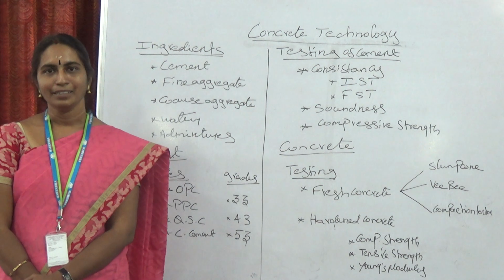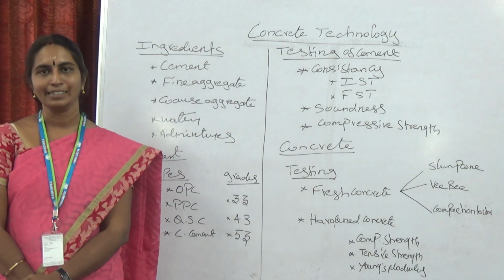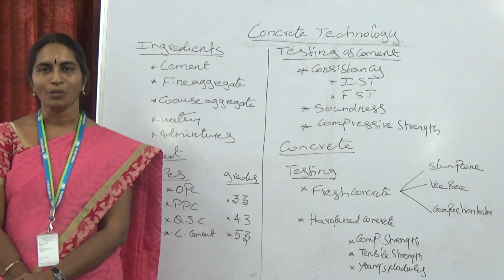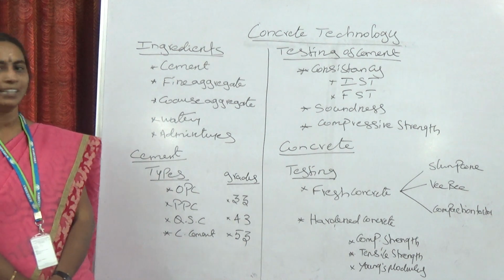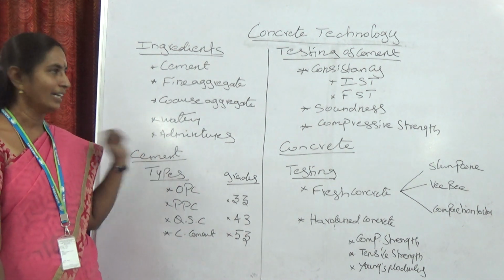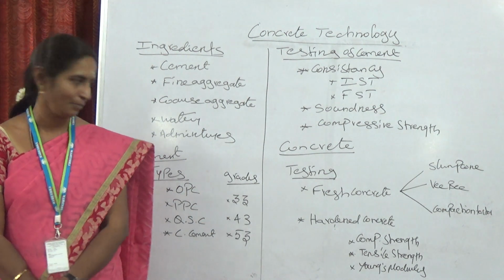In our world, water is a major component occupying this space. The next one is concrete. Concrete is made with the following ingredients: cement, fine aggregate, coarse aggregate and water. Finally, we add admixtures. Admixtures are classified as mineral and chemical admixtures.